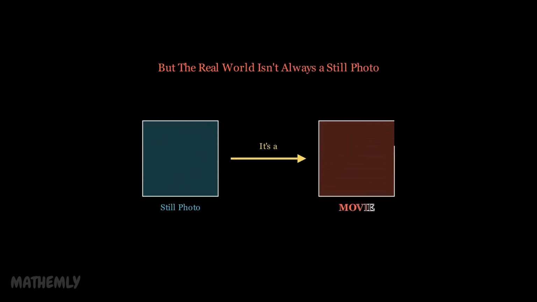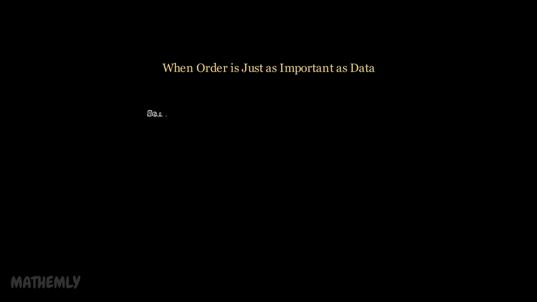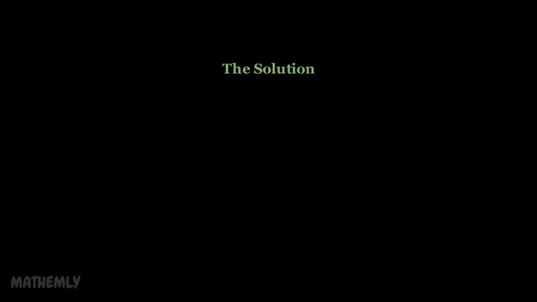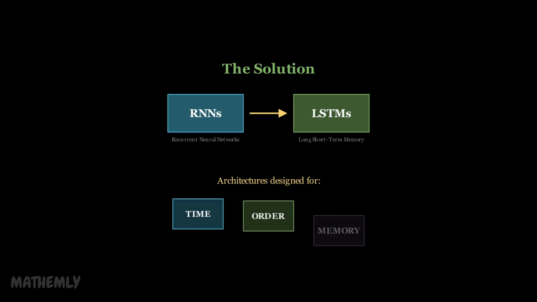Often, it's a movie. What happens when the order of your data is just as important as the data itself? Think about a sentence, a piece of music, or the fluctuating prices of the stock market. In these cases, you can't understand the now without remembering the before. Today, we are moving beyond static snapshots and diving into recurrent neural networks or RNNs and LSTMs. These are the architectures specifically designed to give neural networks a sense of time, order, and memory.